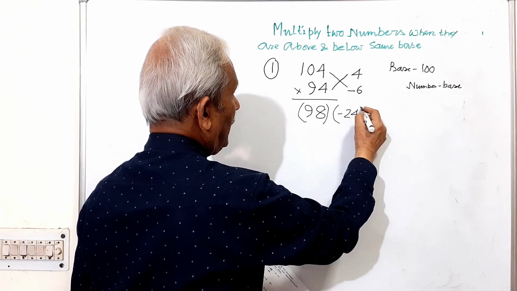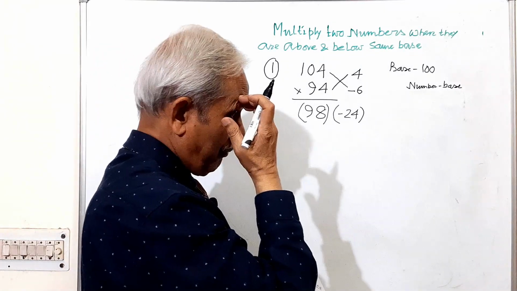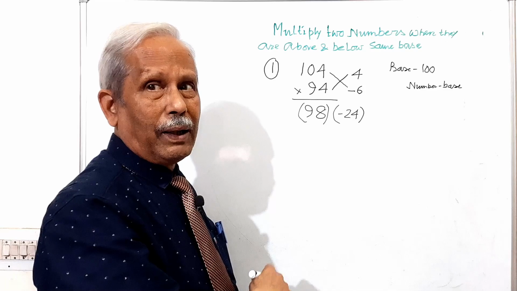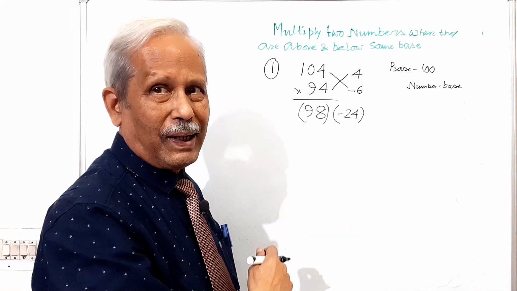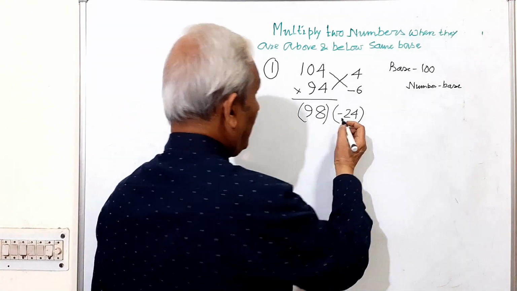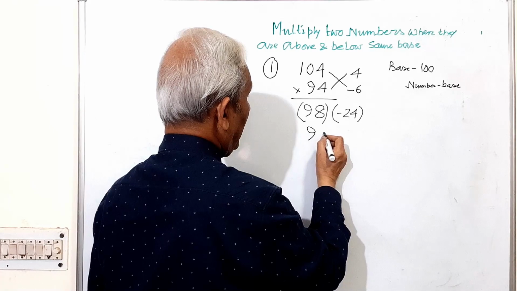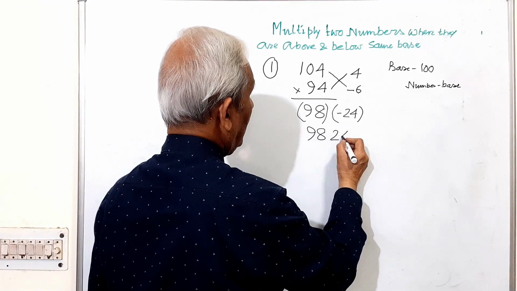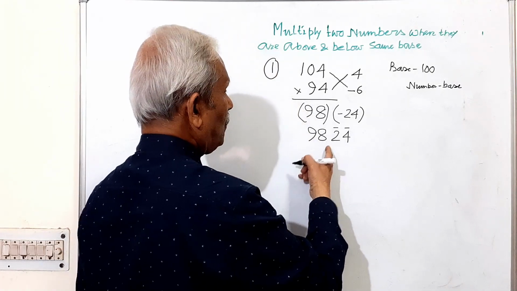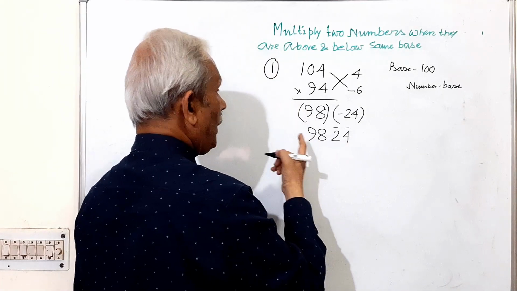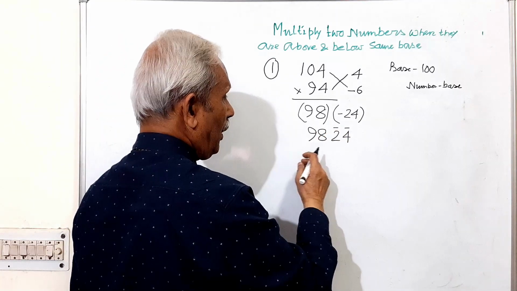Now here you have to be very careful and understand this concept. I hope you remember the concept of bar number or vinculum I told you in my basic course. Here minus means it's a bar number. So we write it like this: 98, 24, and put a bar on the 24. This is vinculum. Now we have to devinculate it, meaning remove this bar and make it a normal number.